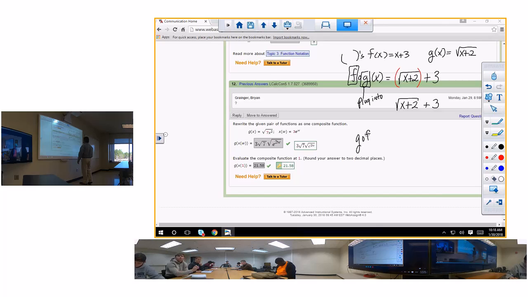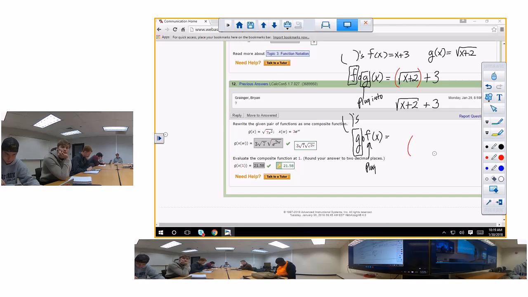g of f of x. Well, that means I'm going to rewrite g with a big set of what? Parentheses. And what am I going to plug in? I'm going to plug in f. So here's my red marker. Parentheses.